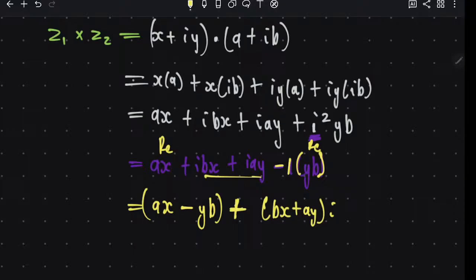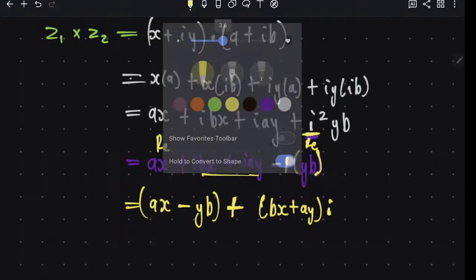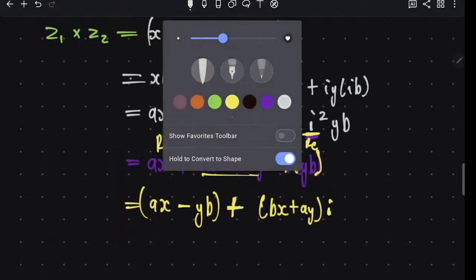Have you seen how to add, how to multiply? You just expand, but remember to remove I squared and put negative 1. All right. What about the last one, which is to divide?